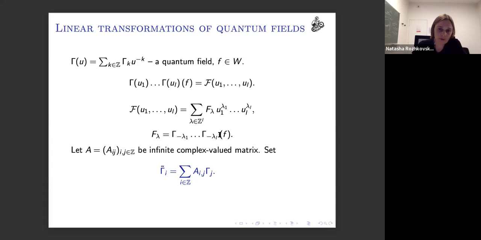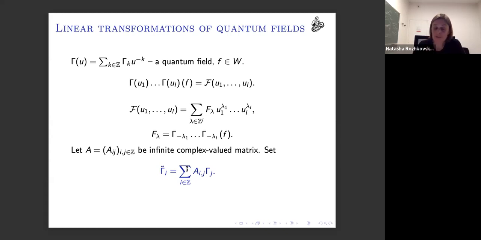And coefficients will be, of course, given by this formula. Now let us take an infinite complex valued matrix. And let us take these coefficients of this quantum field and just modify them, multiplied by this matrix. As a result, we get something. And a priori, this something is not a well-defined object because this is an infinite sum.